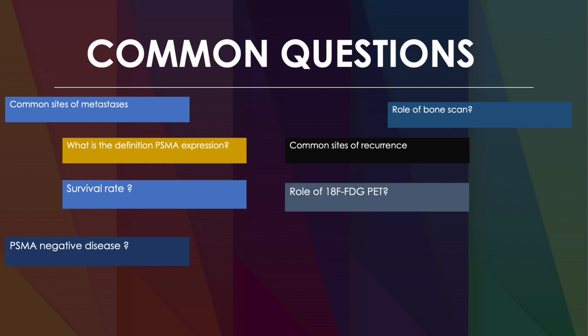And what is the role of dual tracer imaging, or is there any specific role for 18F FDG PET in patients with prostate cancer? Also, whether the size of the lymph nodes is important, and what are the common sites of visceral metastasis. All these questions will be answered in my next few slides. These are the things we need to understand so that we can understand the strengths and limitations of PSMA imaging.